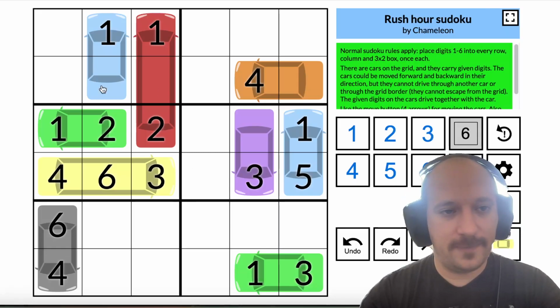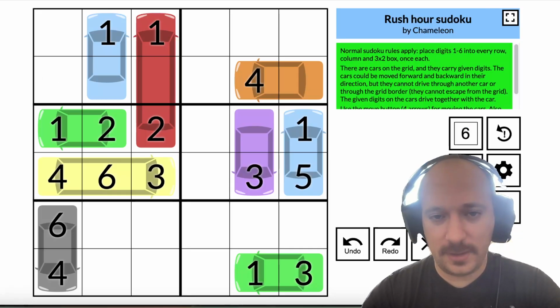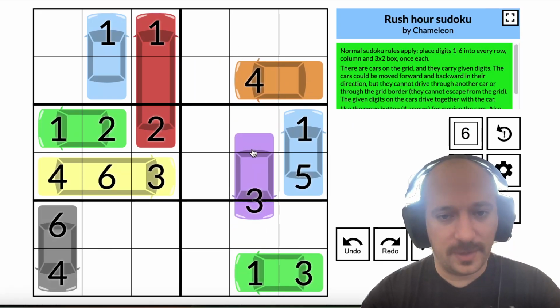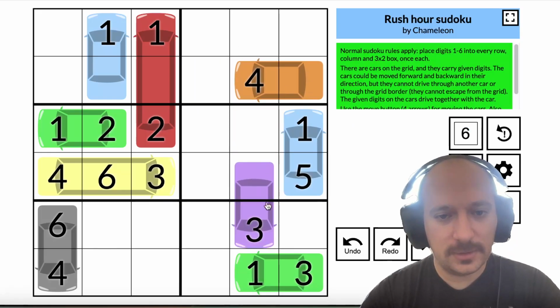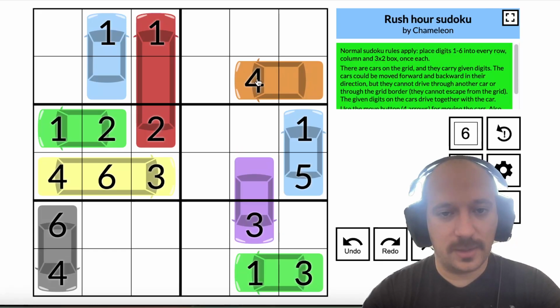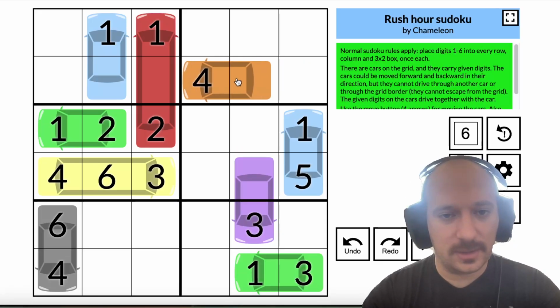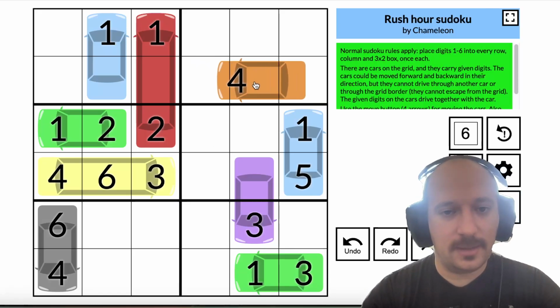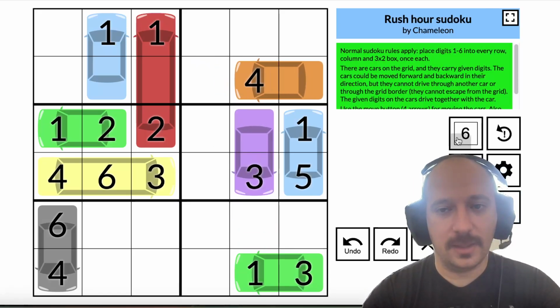The rules: we have a normal 6x6 Sudoku, and we have these cars that can move around, but they block each other. And they carry the Sudoku digits. So we don't know yet where the 4 goes. It could be here, it could be here. It would be where the car ends up in the end.